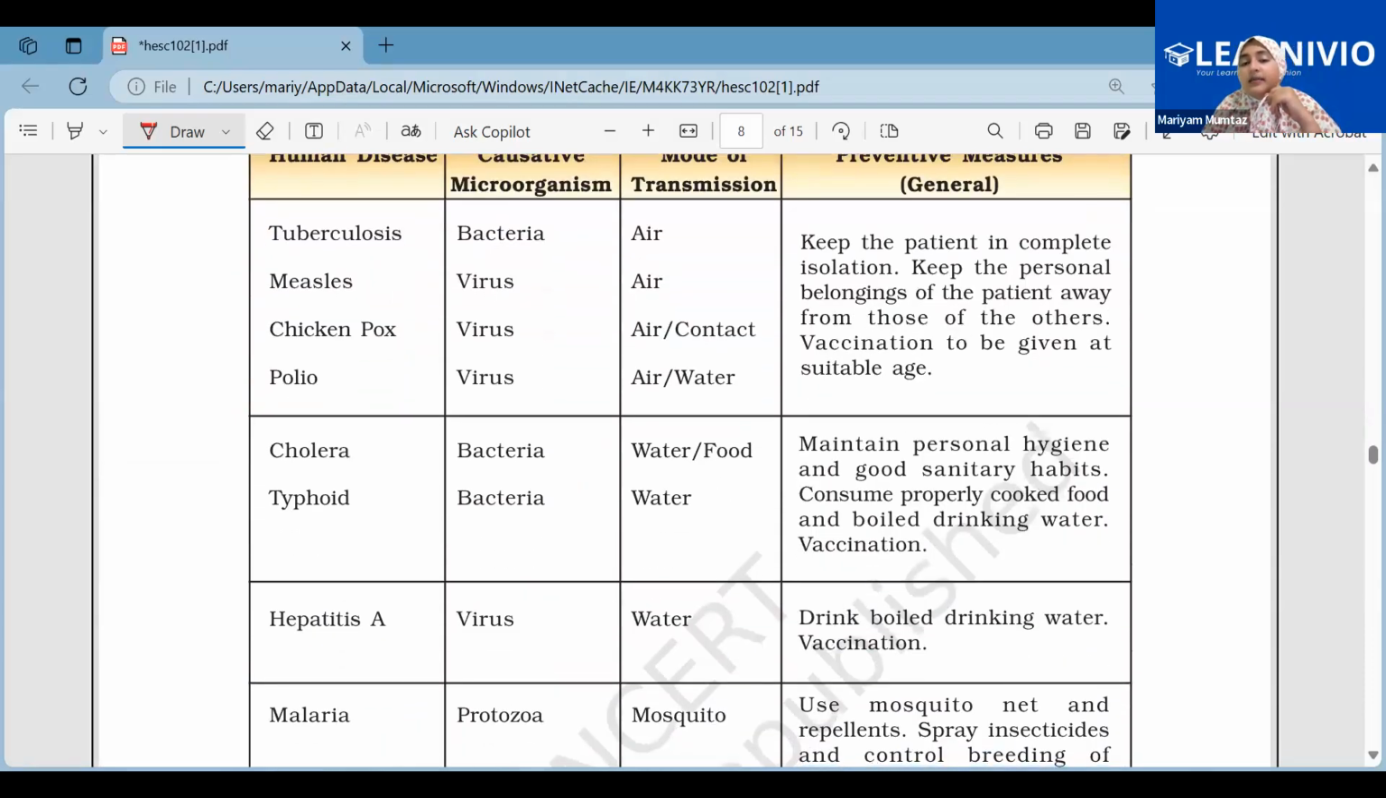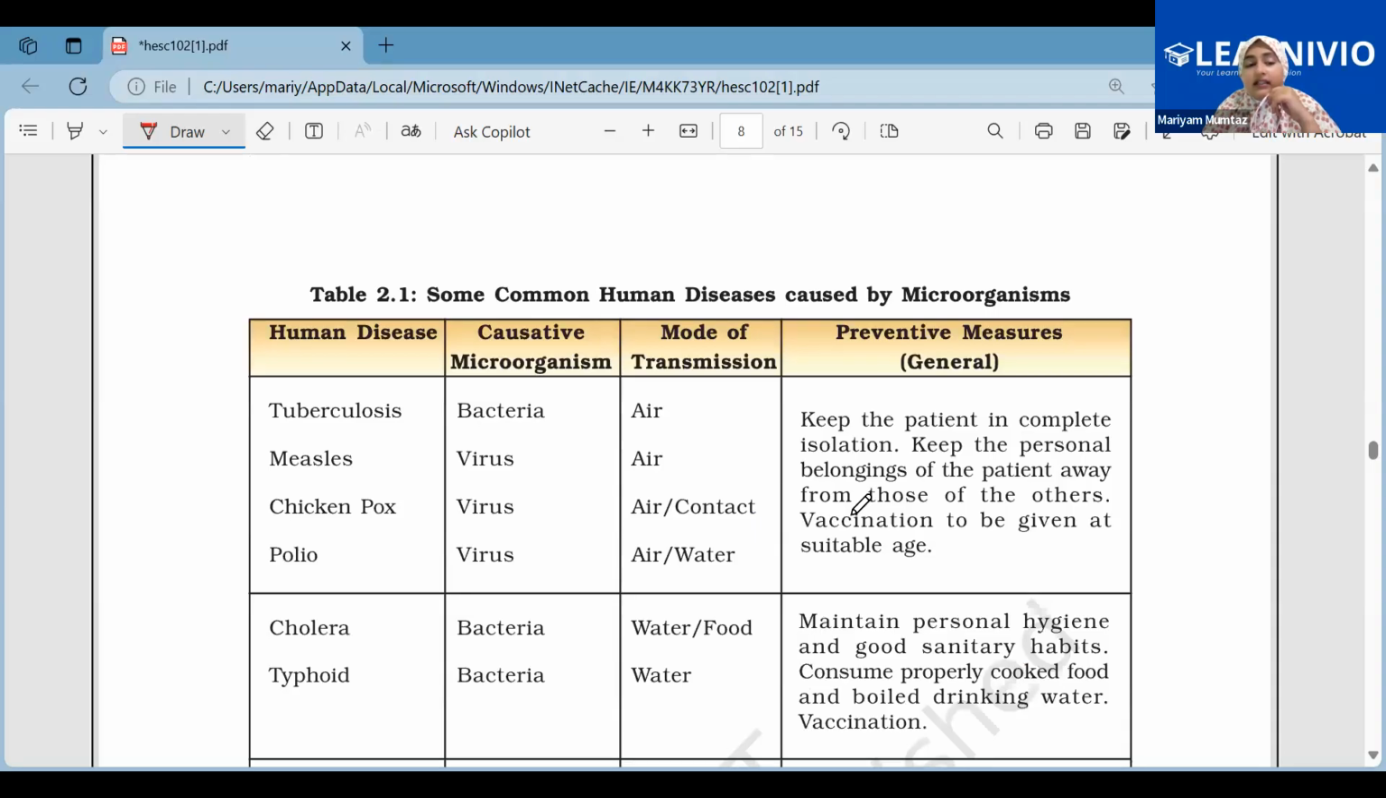So this is the table that tells us the disease, the organism which causes the disease, the mode of transmission, like where can a person get this disease from, and the preventive measures. The first one is tuberculosis, which is a bacterial disease. And a person gets tuberculosis from air. So if a person who has tuberculosis sneezed, then maybe the person who doesn't can have it.